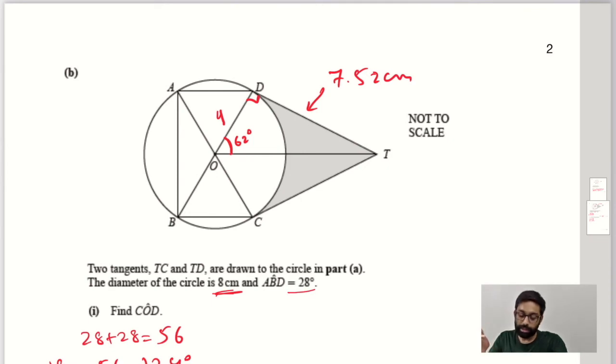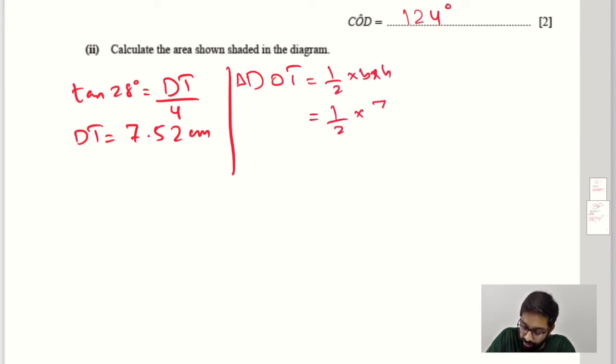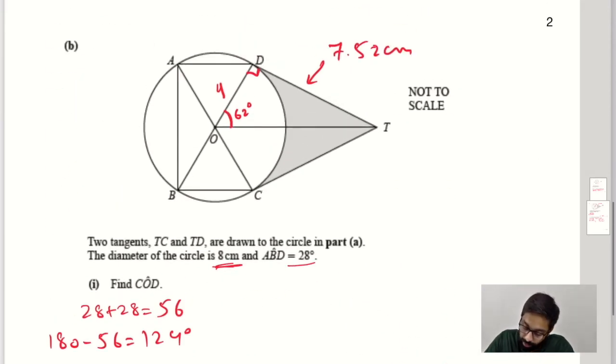Perfect. Now, since we have DT and we have DO, we need to find the area of DOT. The area of the triangle DOT is half times base times height. So half times 7.52 times 4, which is the height, we get 15.046 centimeters squared for this triangle right here. If this is 15.046, this is also going to be 15.046.